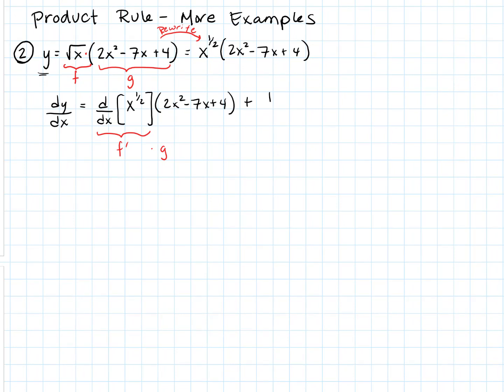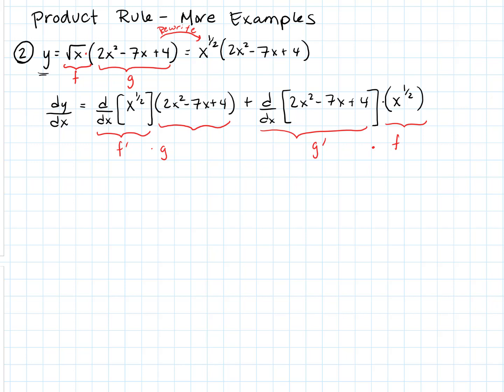Then I'm going to take the derivative of g. So that's going to be 2x squared minus 7x plus 4 times, now that, remember, is going to turn into my g prime, times f. Now f is just x to the 1/2. I'll put it in parentheses, even though it is just a single term there. So what I have here, this is going to become my g prime times, and this is my f.